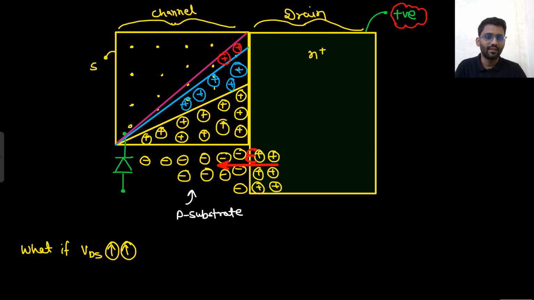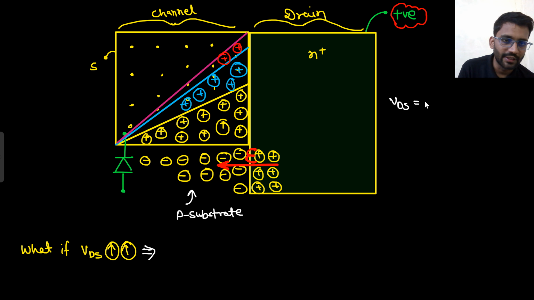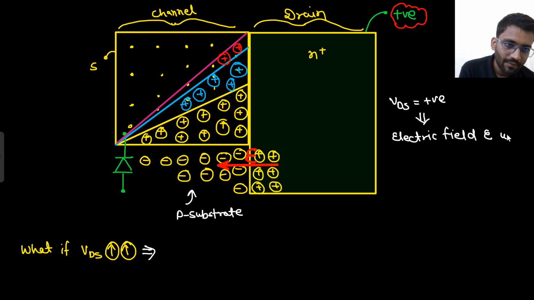Now we are going to write everything that we have said. So what if I increase VDS? The first thing I should write is that VDS is positive, then an electric field E is generated. E will sweep away the electrons to the drain terminal.